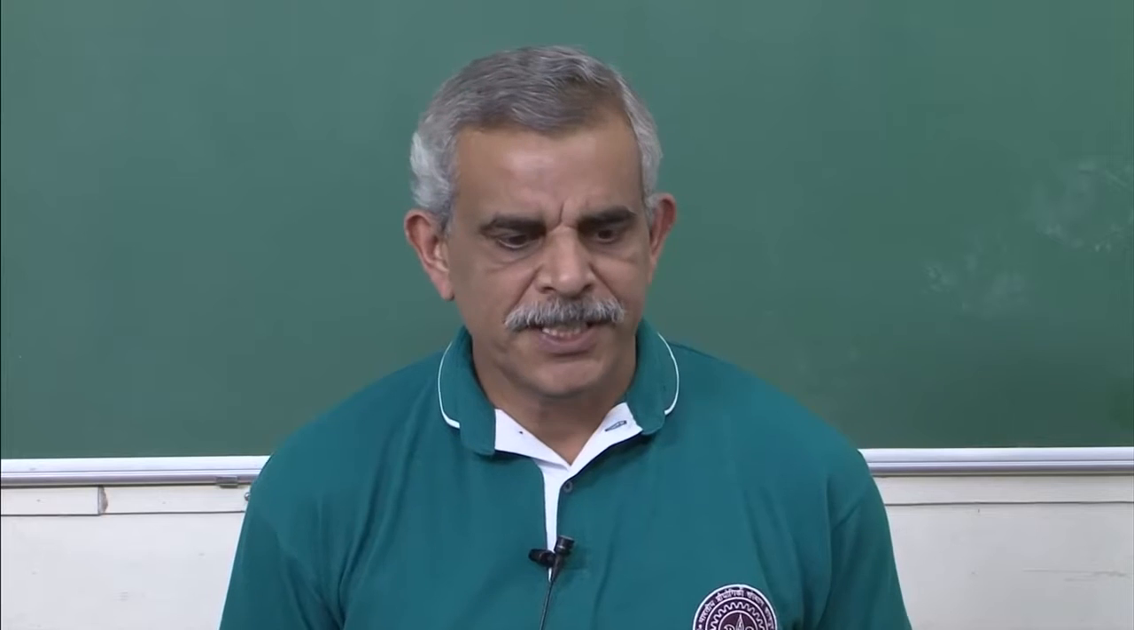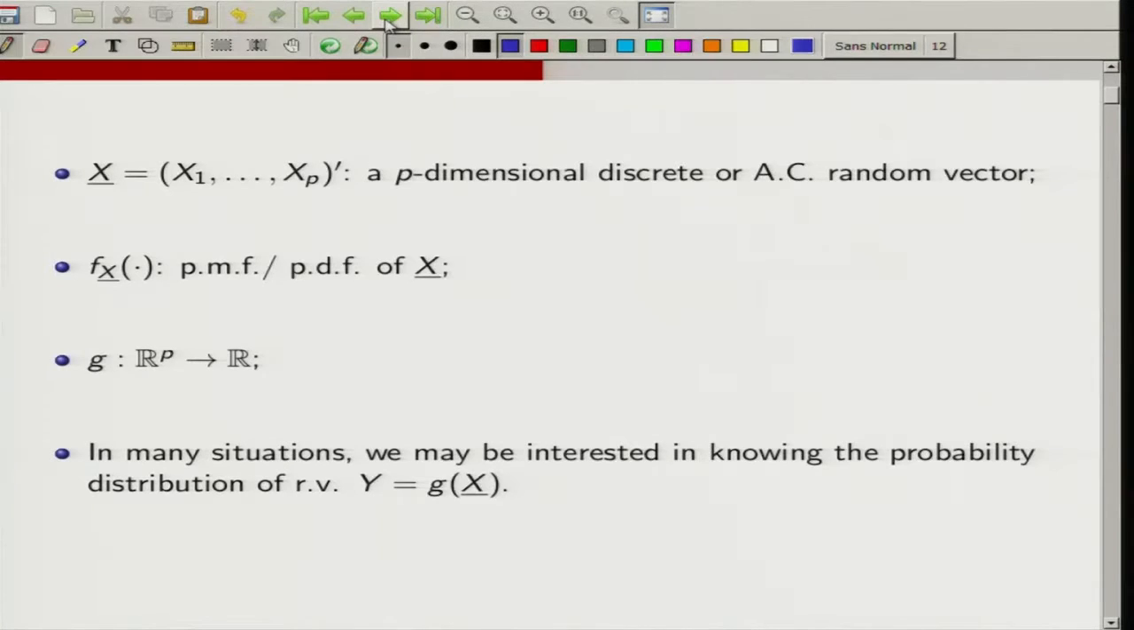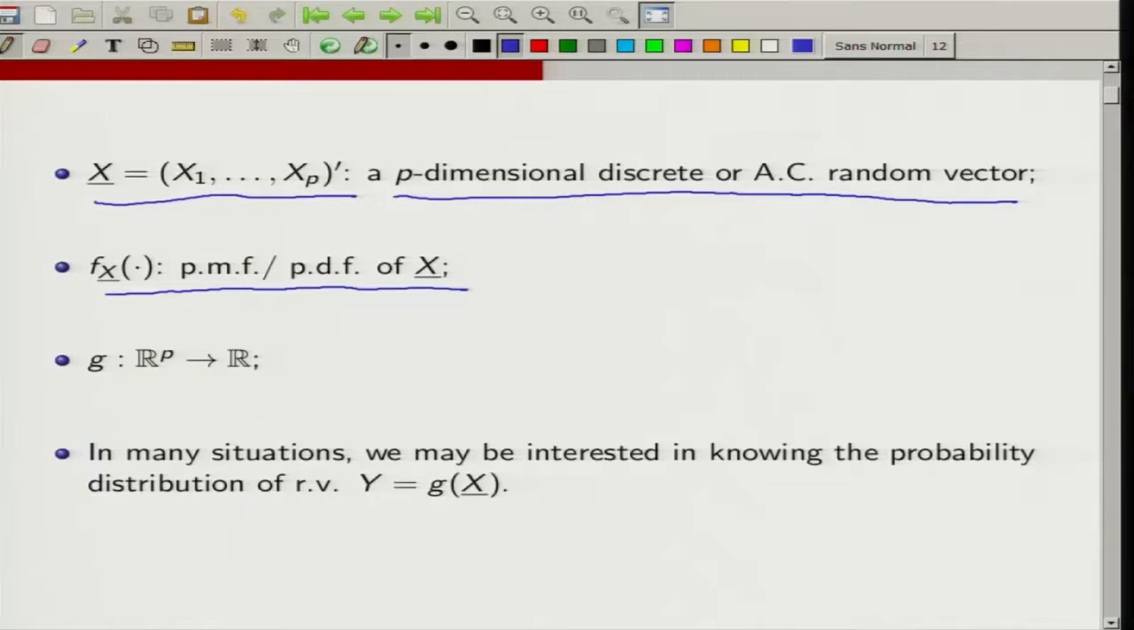Welcome to module 27. In this module, we'll discuss distribution of functions of random variables. So we have the following setup. Let X = (X1, X2, ..., Xp) be a p-dimensional, either discrete or absolutely continuous random vector, and suppose f_X is either the PMF or PDF of X. Suppose g is a function from R^p to R.